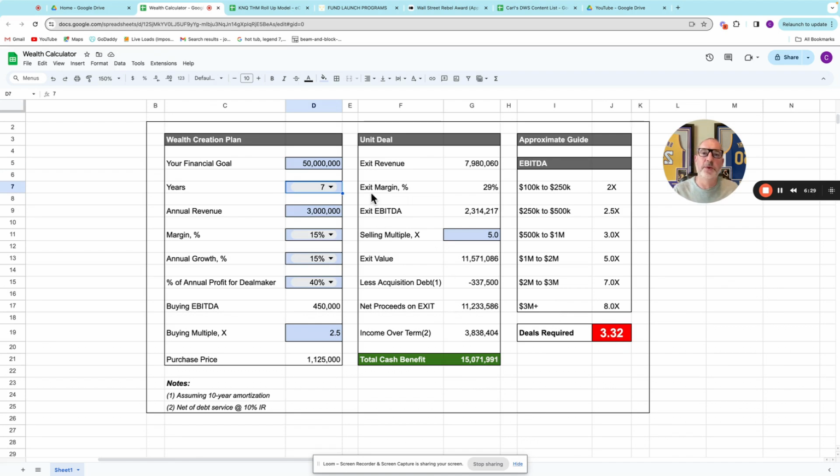So how many deals would we have to do at that level to hit $50 million in 3 years? We only want to do 3. So maybe we grow the business a little bit faster, right? And that gets us way below the 3 deal requirement.